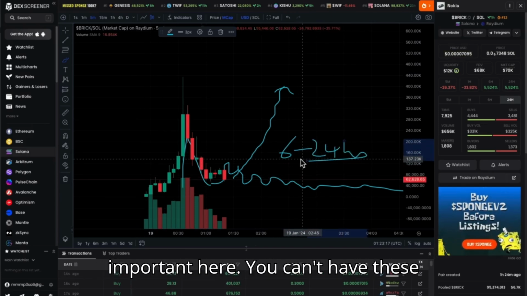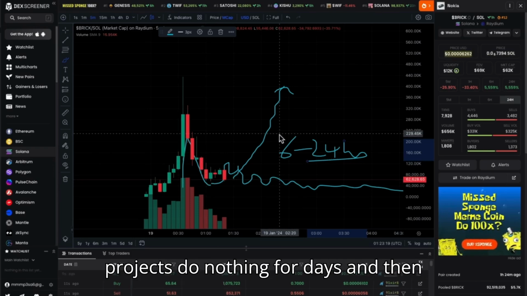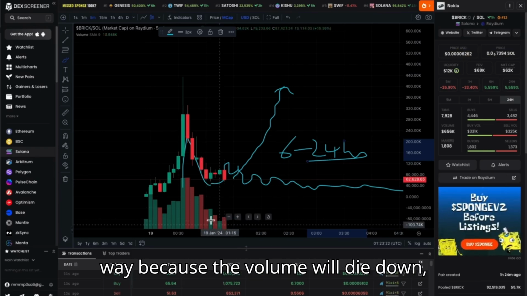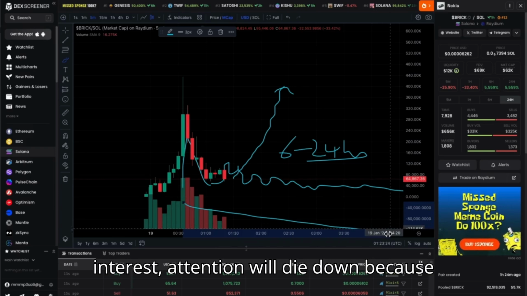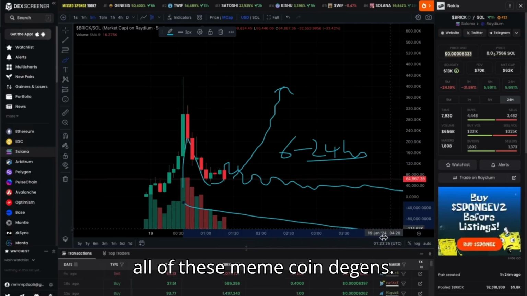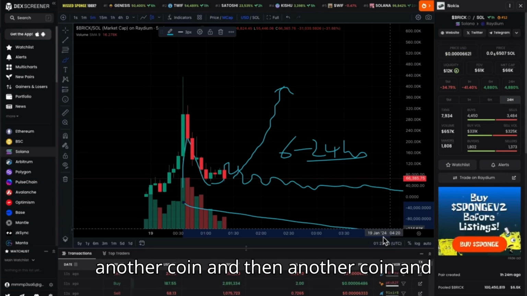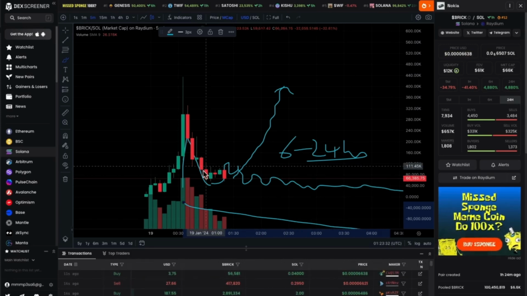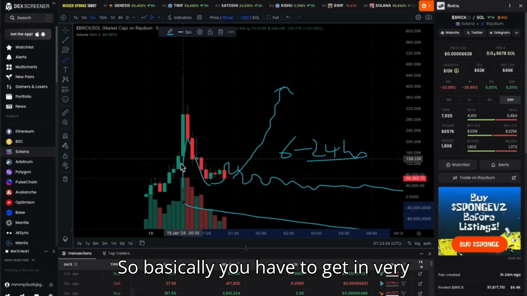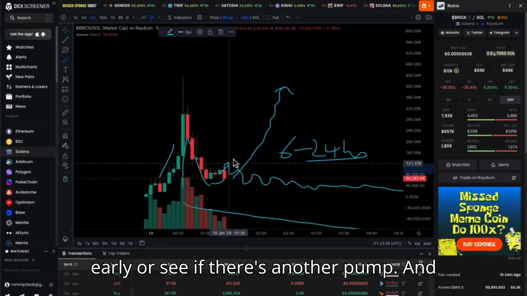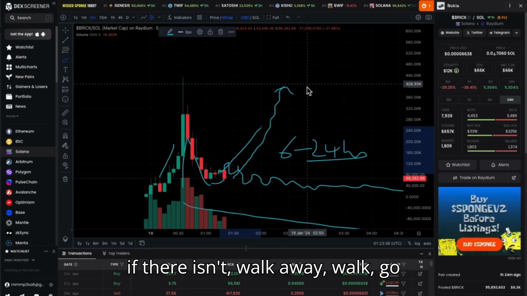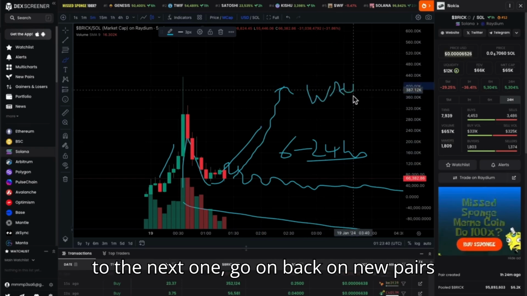Time is important here. You can't have these projects do nothing for days and then suddenly take off. It doesn't work that way because the volume will die down. Interest and attention will die down because all of these meme coin degens, including me, will just go on to another coin and then another coin and another coin. That's just how it works. So basically, you have to get in very early or see if there's another pump. And if there isn't, walk away. Go to the next one.